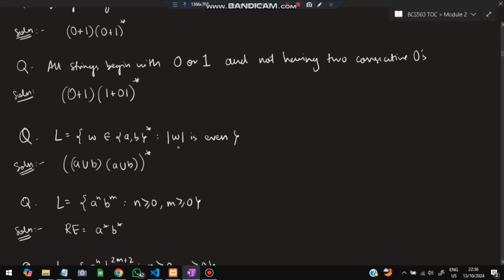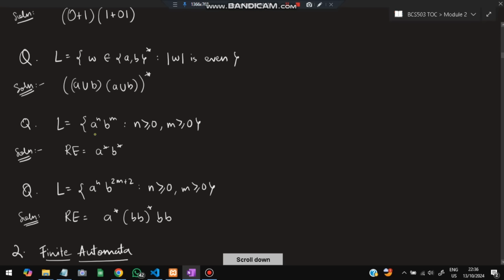Moving on, we have another type of question where we have defined the language as W, which belongs to (a,b) star, where W's length is even. W's length being even means 2 symbols should be there, and it should be repeating a number of times, 0 or more times. Then only we'll be getting an even string, right? So in the first place there can be a or b, and in the second place also there can be a or b. You have to select either one for sure, and then the whole thing we can repeat n number of times.